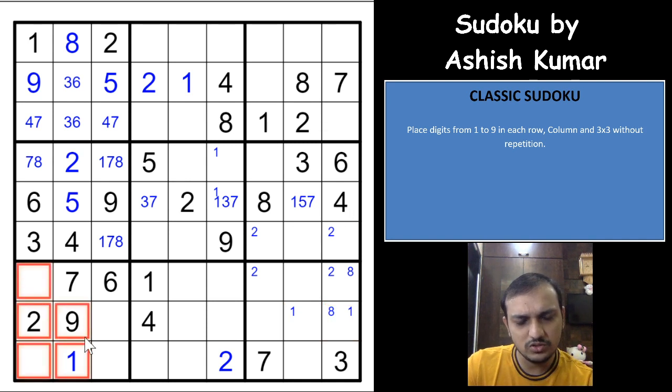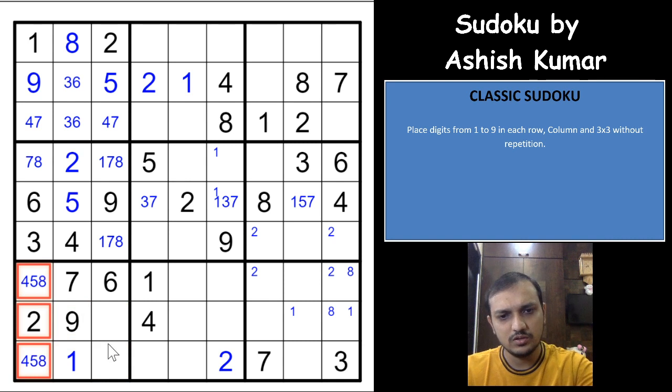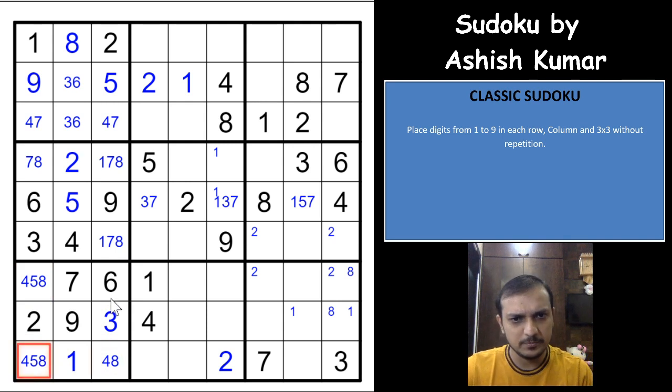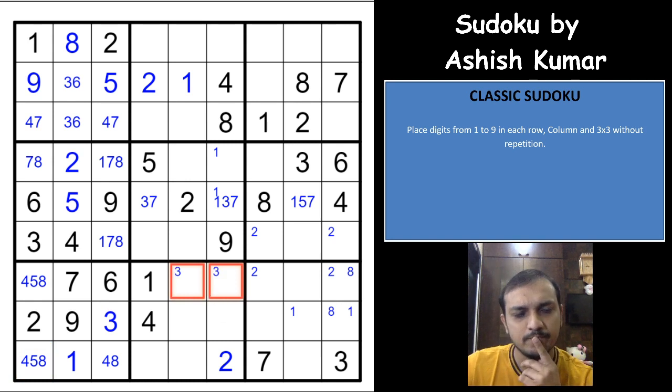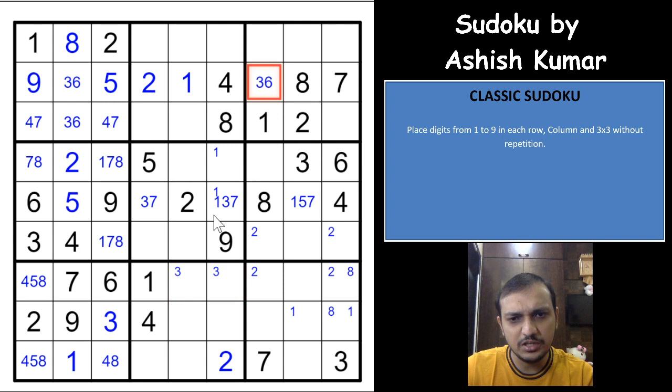Okay, these 4 cells would have to be 3, 5, 8 and 4. 3, 4, 5, 8, right? So 3 cannot be in any of these cells, so this would have to be a 3. This cannot be a 5. Okay, that gives you a 3 in one of these 2 cells. Okay, yeah. So this is a 3 and 6 possibility.